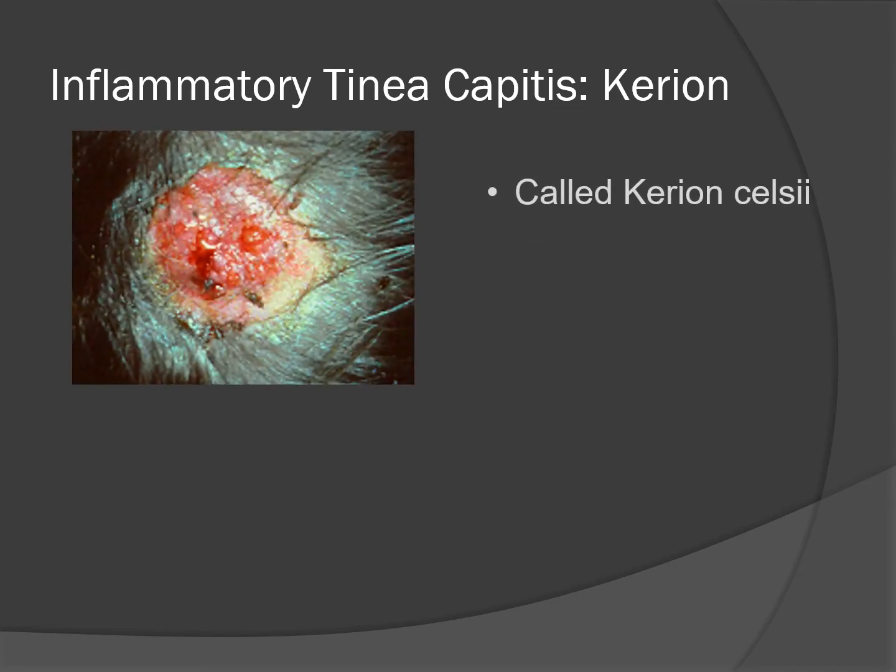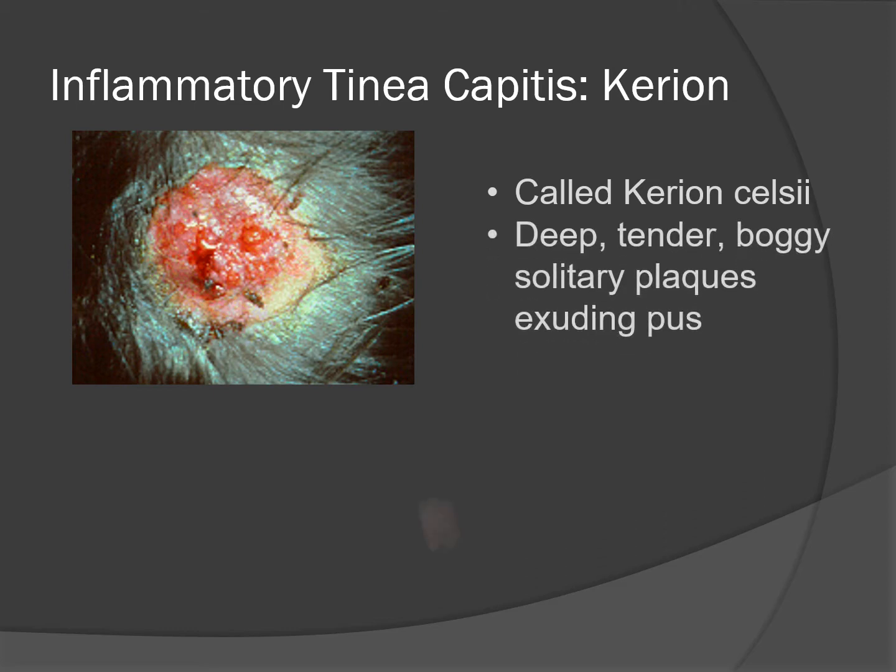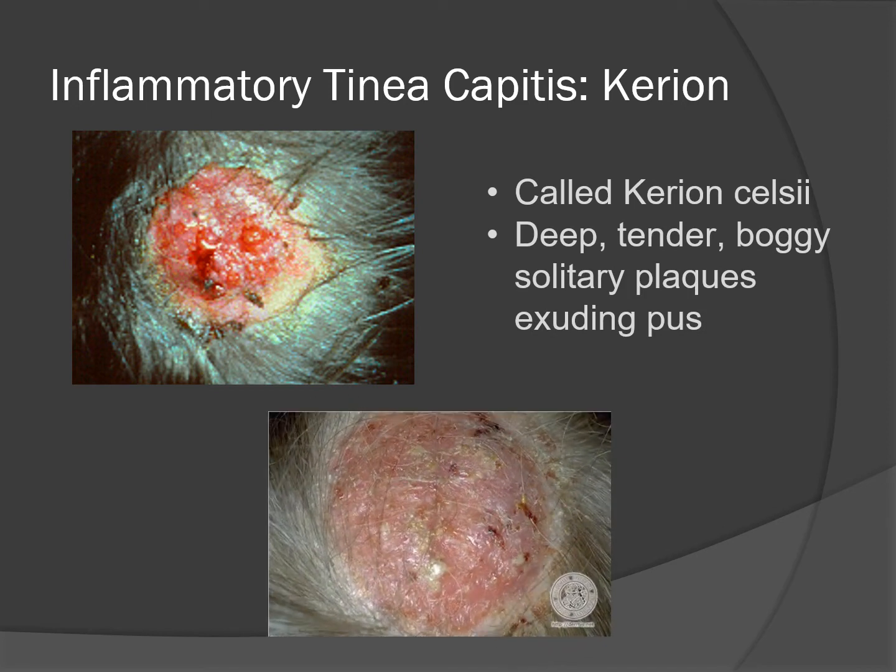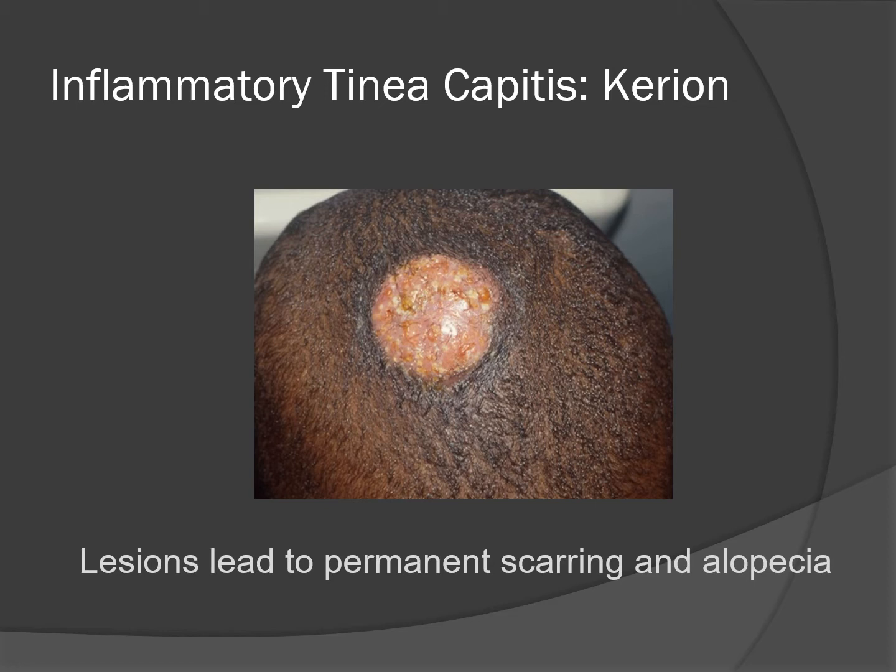The typical lesion of inflammatory Tinea Capitis is called kerion celsi. It is a deep, tender, boggy, solitary plaque that exudes a lot of pus. As you can see, it is wet and oozing and very crusty. And because of all of this intense inflammation within the lesion, these lesions lead to permanent scarring and alopecia when they heal.